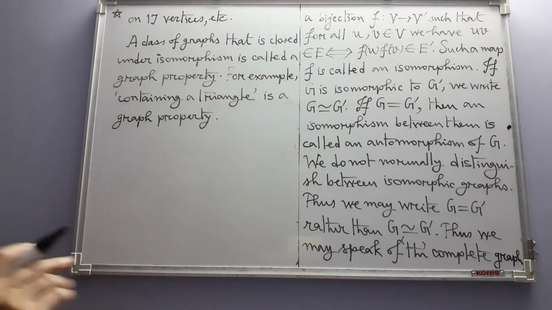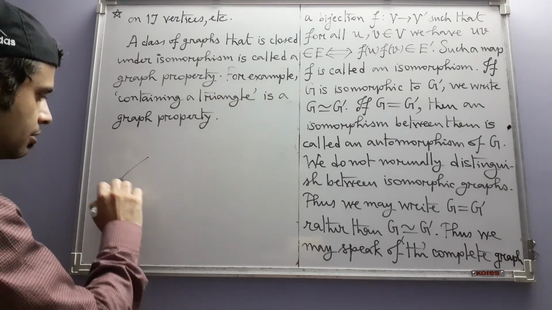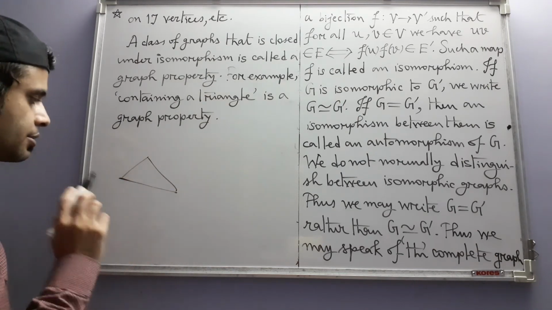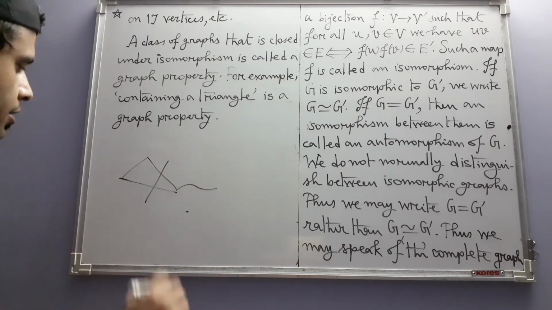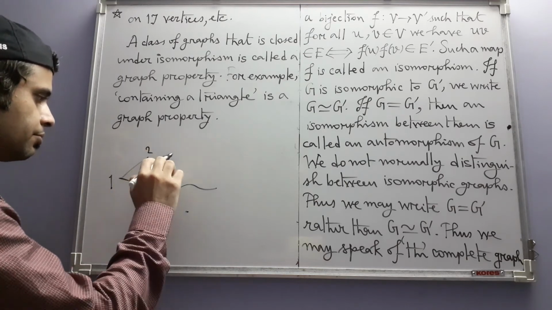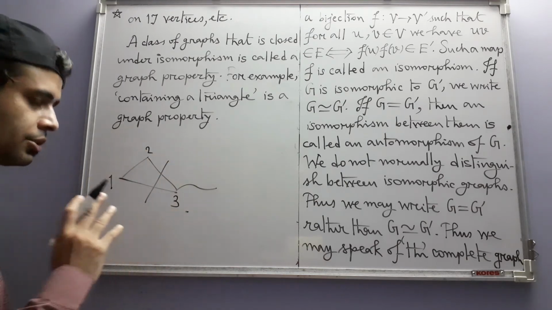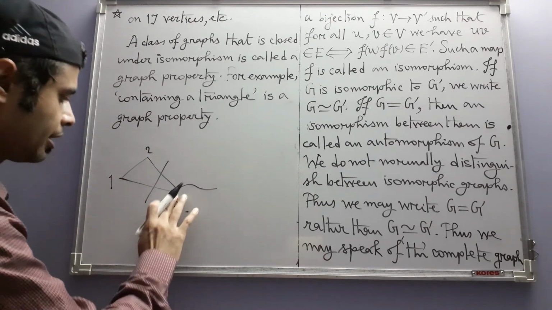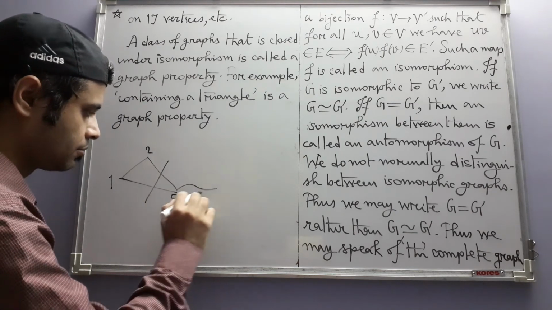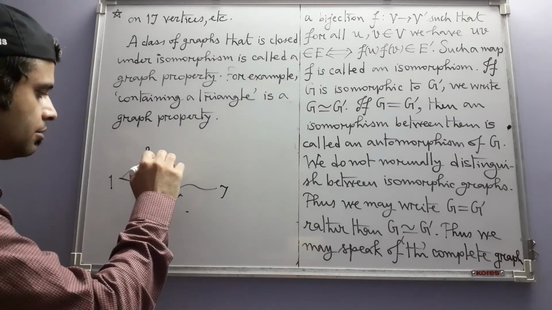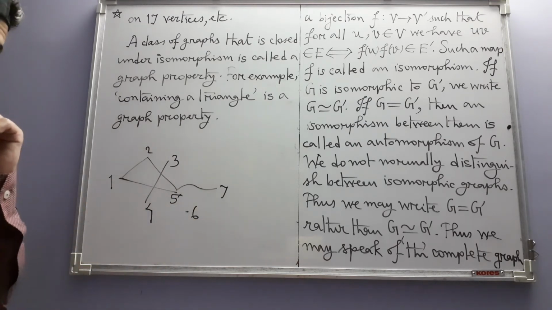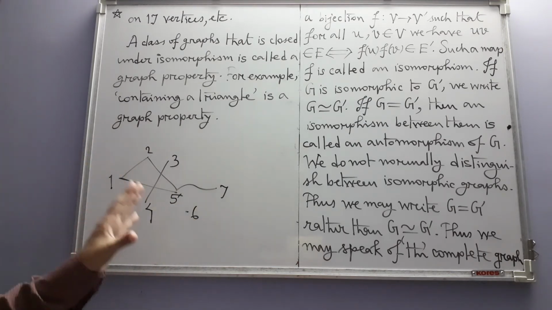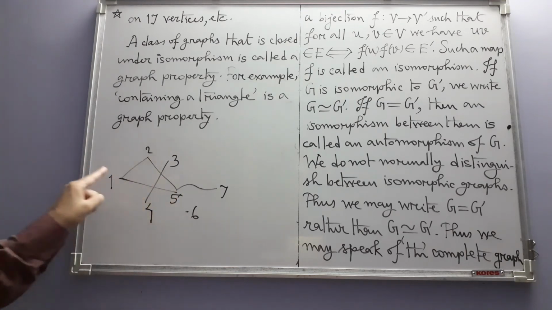Containing a triangle means what? It means that you find a set of 3 adjacent vertices in your graph, 3 vertices in your graph that are pairwise adjacent. For example, in the graph in our example, this is a graph containing a triangle. Okay.